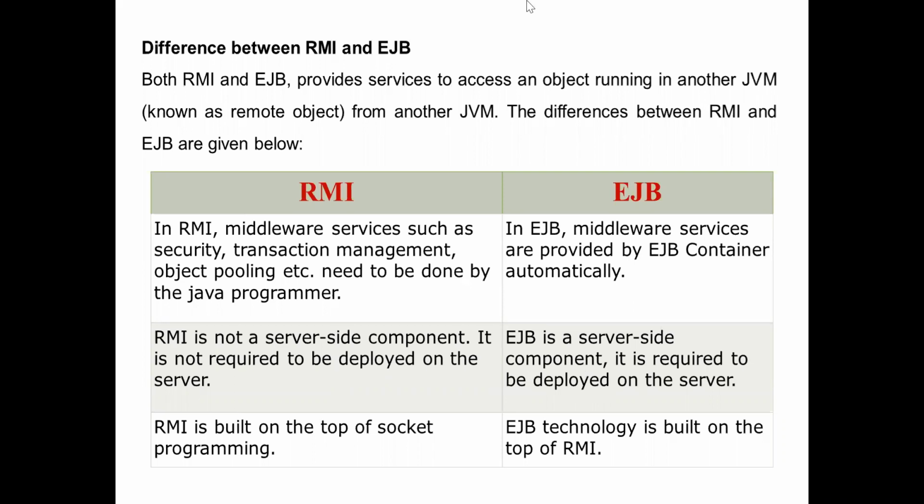And the third point: RMI is built on top of the socket program, whereas EJB technology is built on top of RMI. So these are the three differences between RMI and EJB.